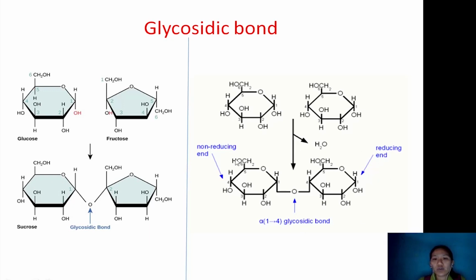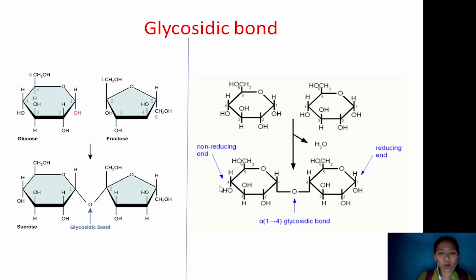In the first sugar, the aldehyde group present on carbon number 1 is lost. There is no free CHO. And in the second sugar, at the first carbon, we have a free CHO. So this end is called the reducing end, while the other end is called the non-reducing end.